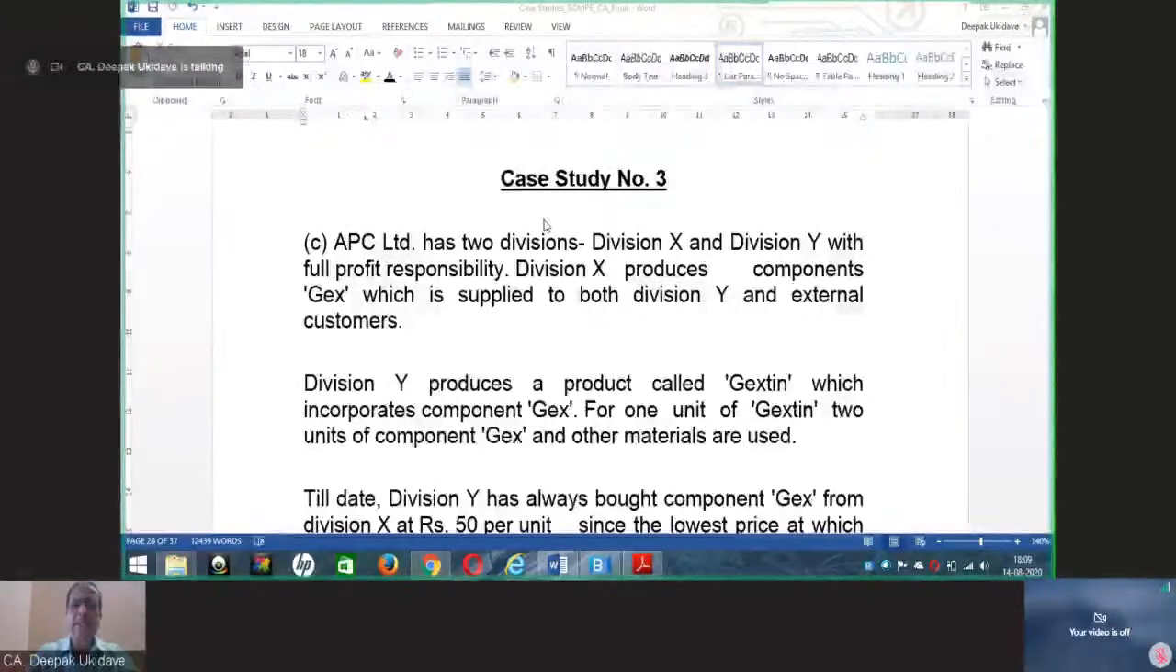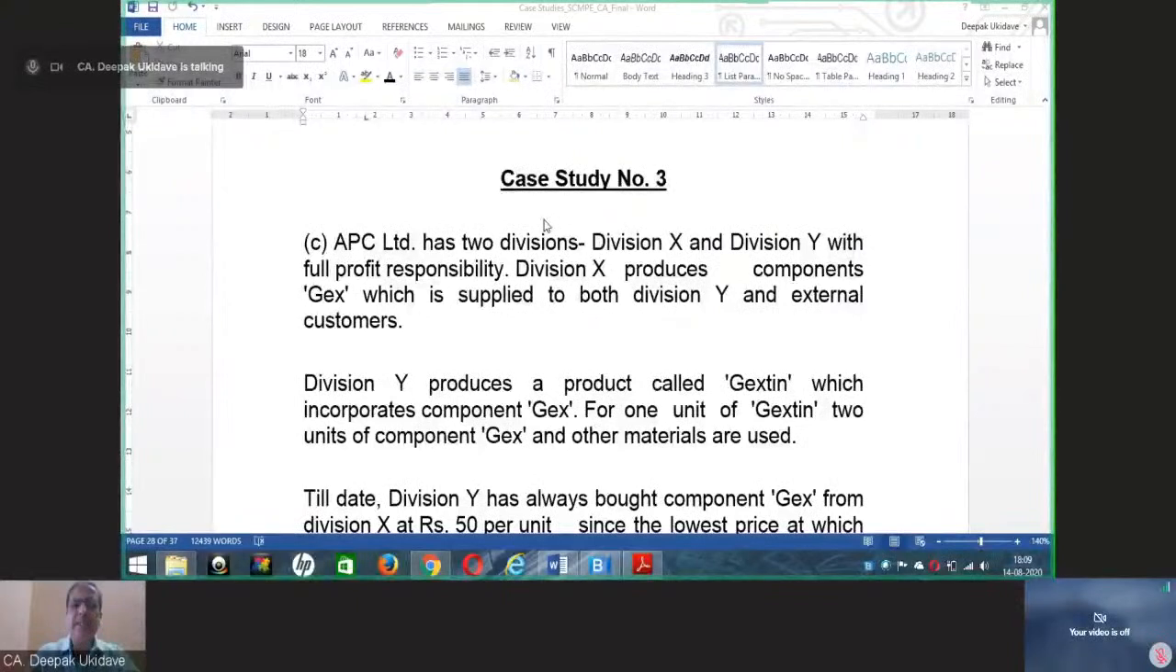50 rupees minus 30 rupees is the variable cost. Where did 30 rupees come from? 12, 16 and 2. While calculating the internal customer's contribution, we do not take the 4 rupees; for that I put a cross. Selling and distribution overheads are not charged to the internal customer, and therefore our answer is 50 minus 30, that is 20. Contribution per unit is 20 multiplied by 2,40,000 units, so total contribution is 48 lakhs.